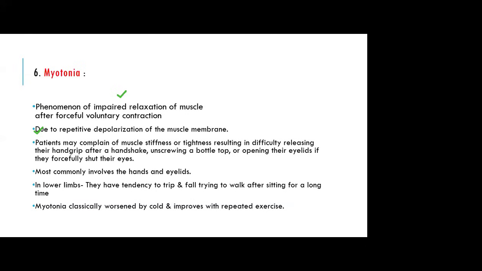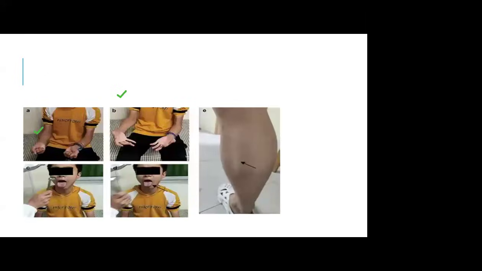In the lower limbs, they also have a tendency to trip and fall while trying to walk after sitting for a long time. For example, they are waiting for a bus at the bus stand, and suddenly when they get up, they tend to trip and fall. Myotonia classically is worsened by cold and improves with exercise. This is one example showing the hand, this is tongue myotonia, and this is leg myotonia.